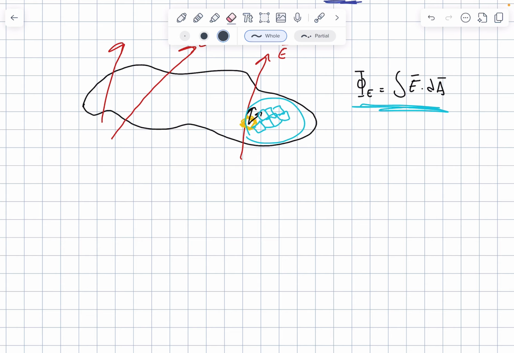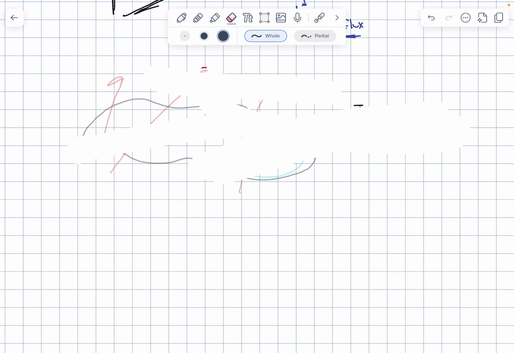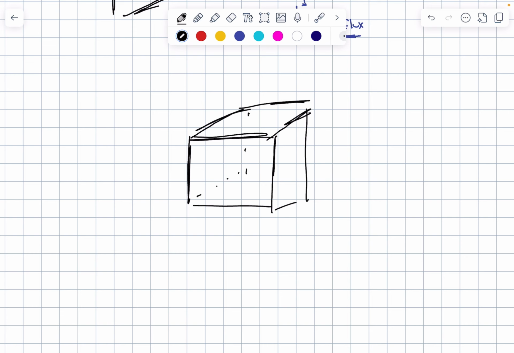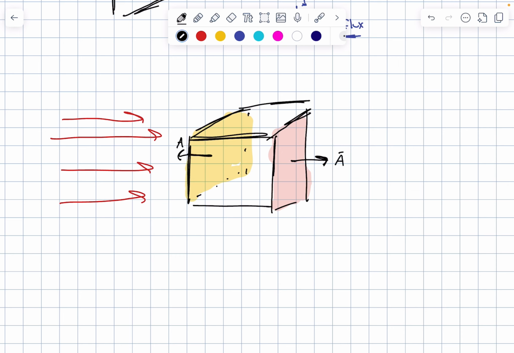Now I want to talk about flux in 3 dimensions. So let's say, for instance, I have this cube, right? So I have a cube, and let's say I have an electric field coming in this direction, okay? The electric field is going to hit this surface here, and it is going to come out this surface here. If I were to draw my normal vector, so my area vector is here, this is A, and this is A, and this is E.